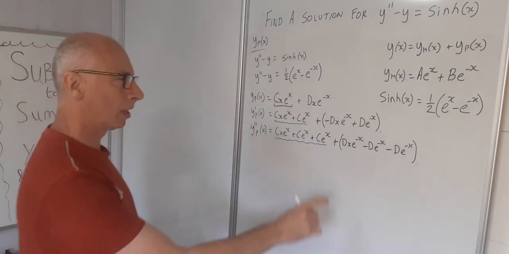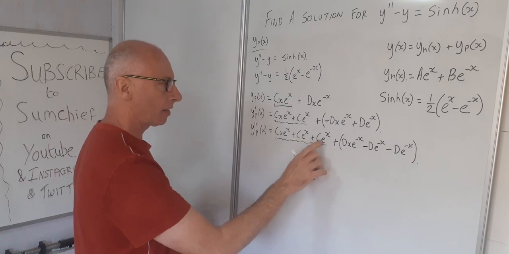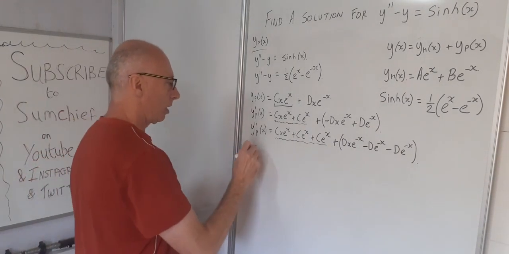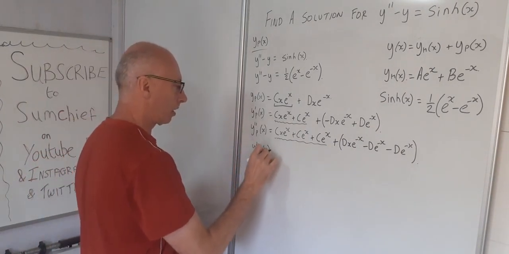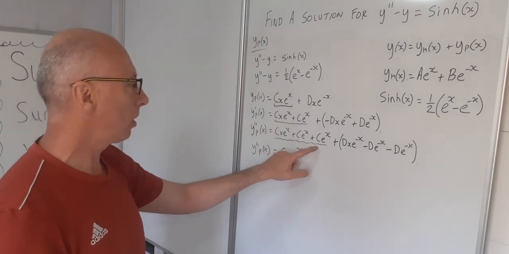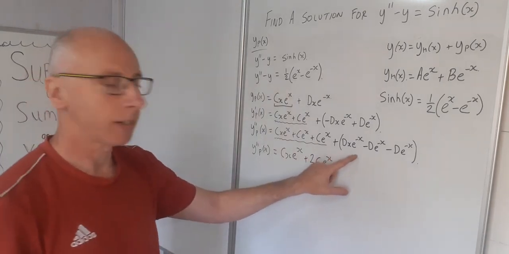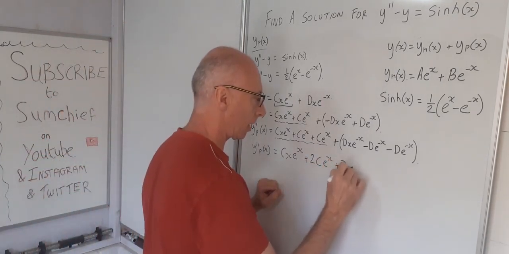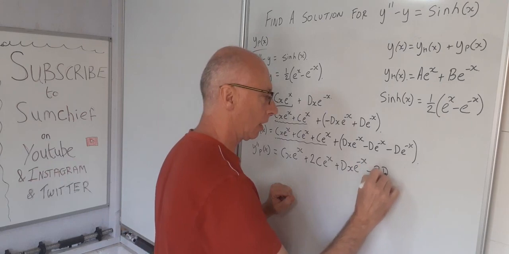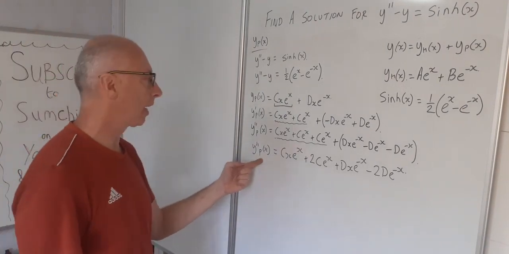Okay, now need to just tidy this up a little bit. I've got brackets here which I probably don't need, and I've got c e to the x, c e to the x, minus d e to the minus x, minus d e to the minus x. So I can clean this up a little bit. So now my y double prime p of x. So I've got cx e to the x. Then this one I've got two of, so plus 2c e to the x, dx e to the minus x, so just go straight in without the brackets. And then I've got two of these, so now I've got minus 2d e to the minus x. So that's my y double prime p of x.